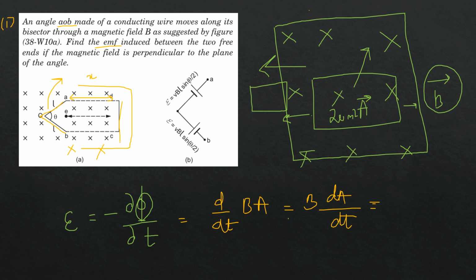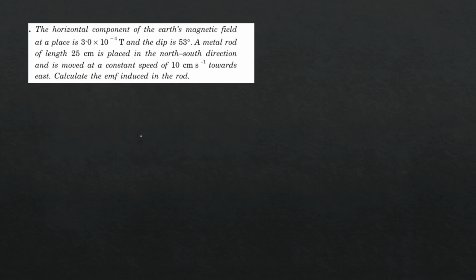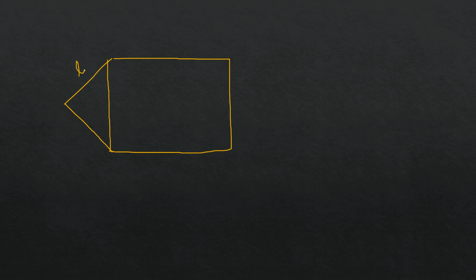See, this is the rectangle. This is making a rectangle. Now I'll show you one thing. I hope you have drawn the diagram yourself. This is your L, this is your L. This is a bisector. That means if this was theta, this will be theta by 2, because it's given in the question that it is bisecting the angle.